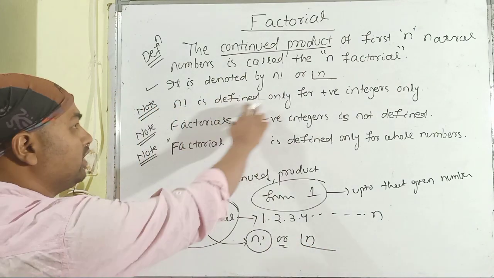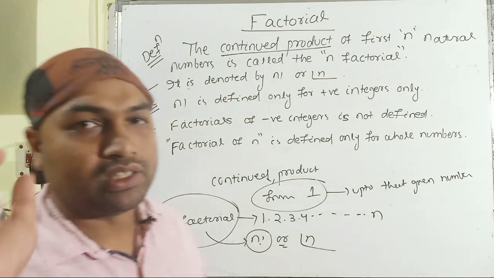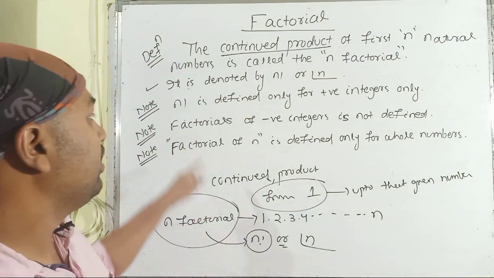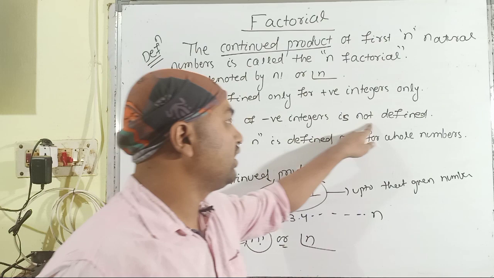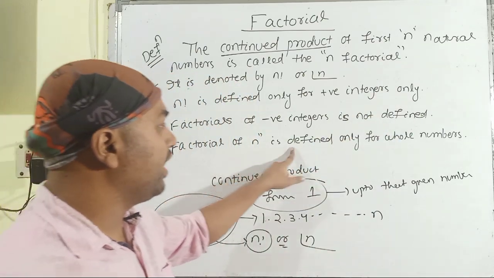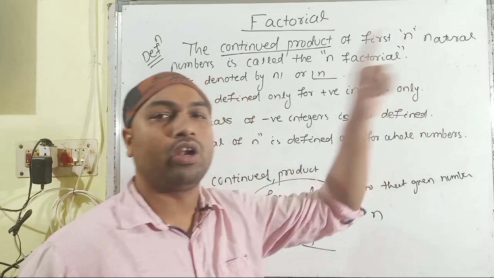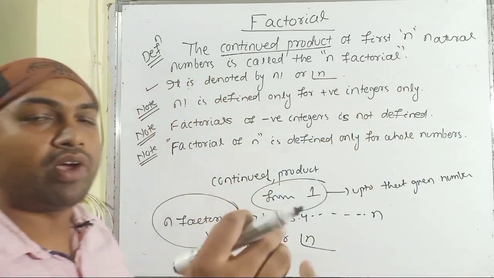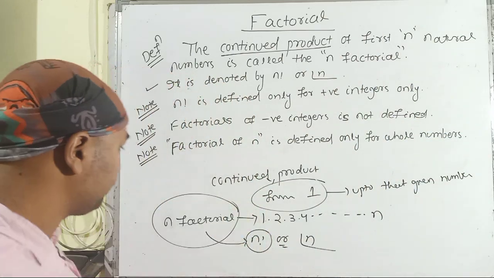N factorial is defined only for positive integers. And also, factorials of negative integers are not defined. And the third point is that factorial of n is defined only for whole numbers. That means we can also define the factorial of 0 here.